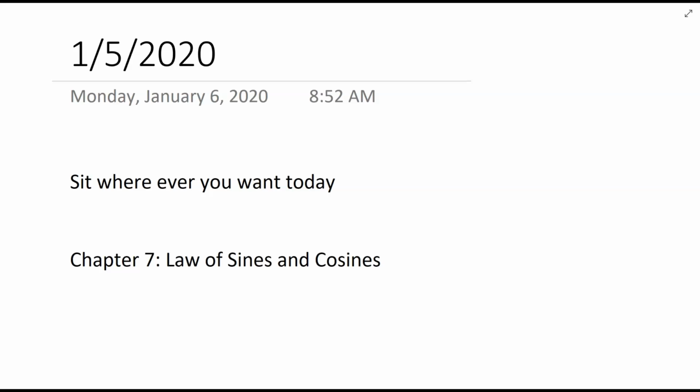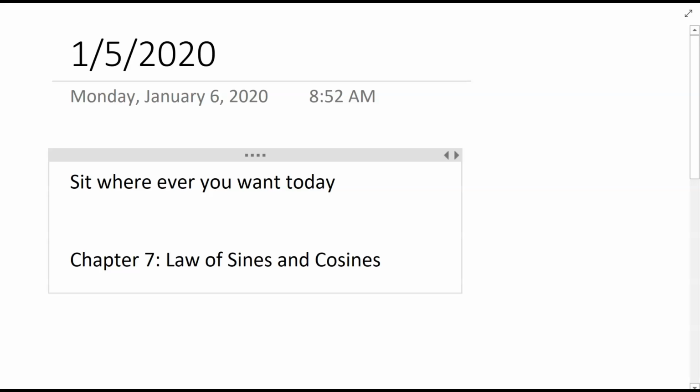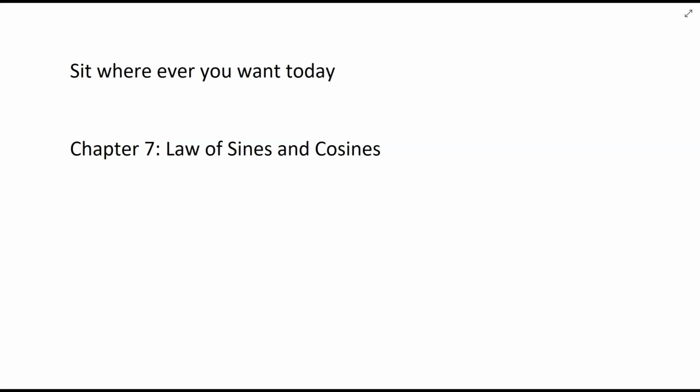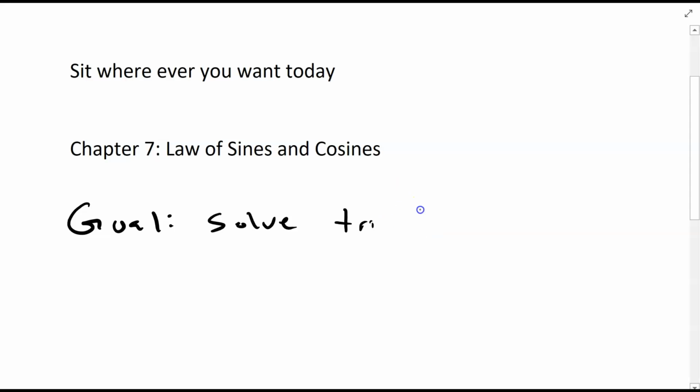Some of you may remember doing this in geometry, but I know that was a long time ago for some of us. So you likely did this in honors geometry, though, already. All right. So the goal here, what we're trying to accomplish, is to be able to solve triangles. When we say solve a triangle, what do we mean?